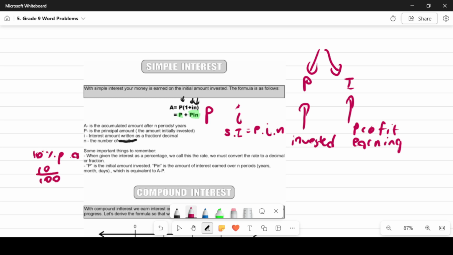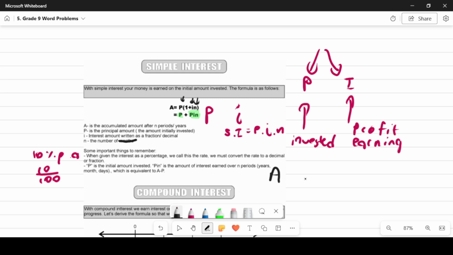There's a lot of students that make the mistake, they just put the number 10 and they forget the percentage sign. The percentage sign basically means divide by 100. Okay? And P is the initial amount invested, and PIN is the amount of interest earned over N periods, years, months, days, whatever it is, which is equivalent to A minus P.